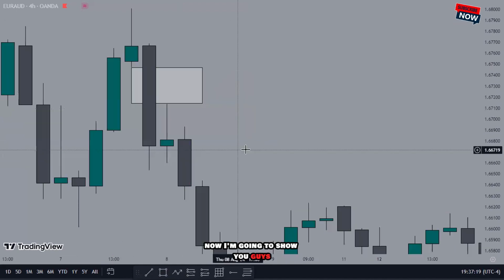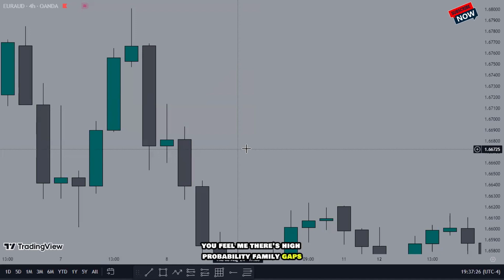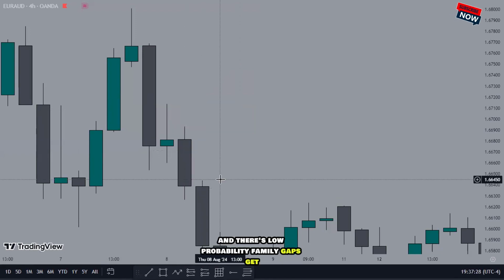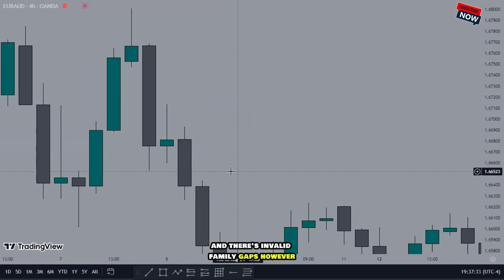Now I'm going to show you guys what makes a fair value gap valid and what makes it invalid, and which fair value gap you should trade. You feel me? There's high probability fair value gaps and there's low probability fair value gaps, and there's invalid fair value gaps. I'm going to show you guys all the different types. First off, I'll start with invalid fair value gaps, then I'll go to low probability fair value gaps, then lastly the highest probability fair value gap. So you want to stick around and watch this video till the end. Beautiful. Let's get into it.